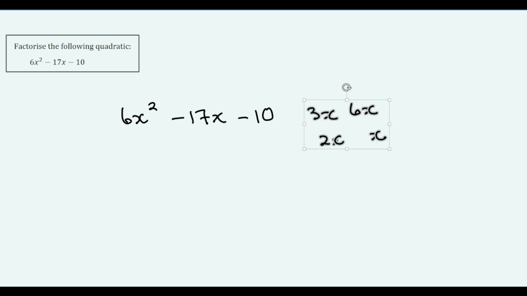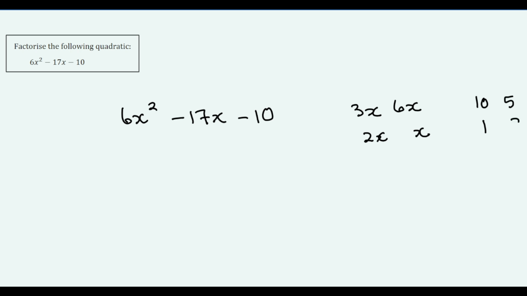Let me show you one where it might be easy to get a bit confused. 6x squared minus 17x minus 10. Okay. The factors of 6x squared are 6x and 1x. Okay. And 3x and 2x. Let me move this a bit out of the way. Okay. What about the factors of 10? That's either 10 and 1 or 5 and 2.